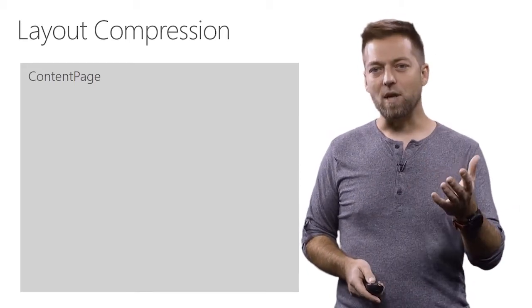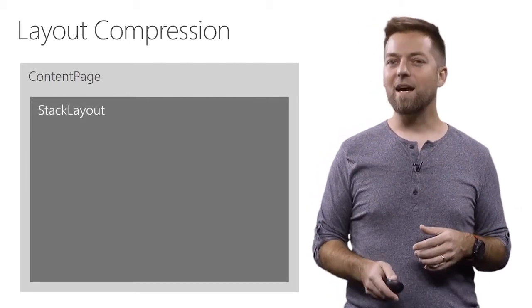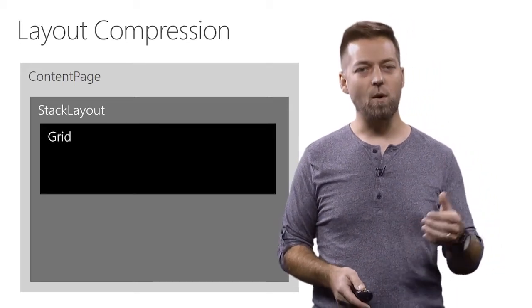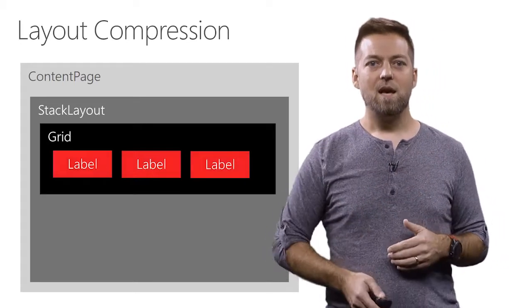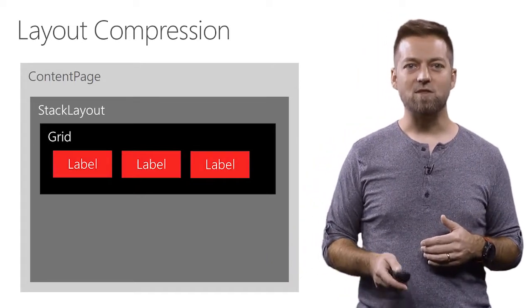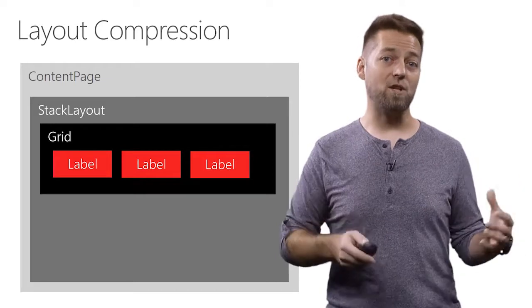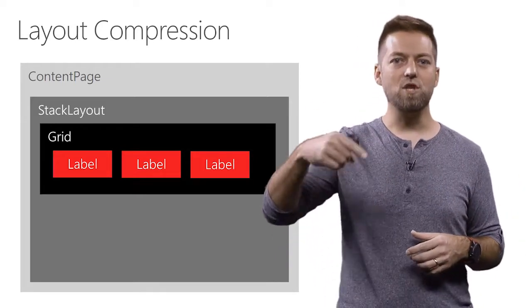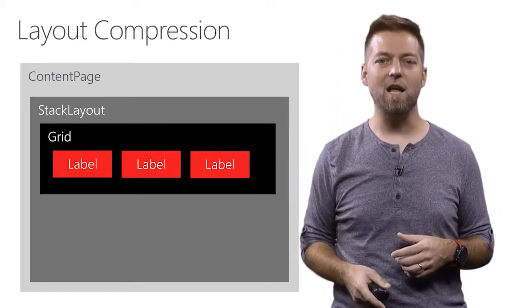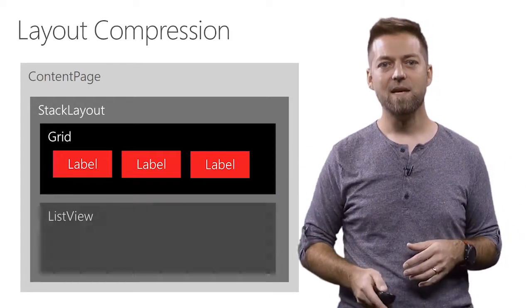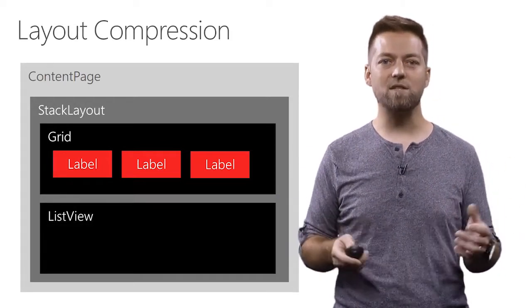So let's take, for example, a content page. In that content page, you have a stack layout. Within there, you have a grid, so now we're nesting our views. And within there, you have three labels. So that's 1, 2, 3, 4 layers of hierarchy below the page layer. And that's a lot of the UI tree that needs to be climbed up and down to make sure that everything's measured and laid out properly. And then to finish this off, we have a list view.